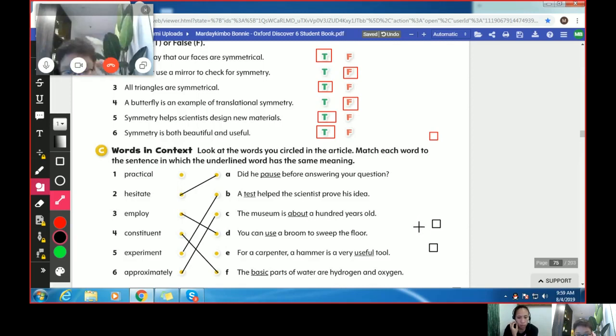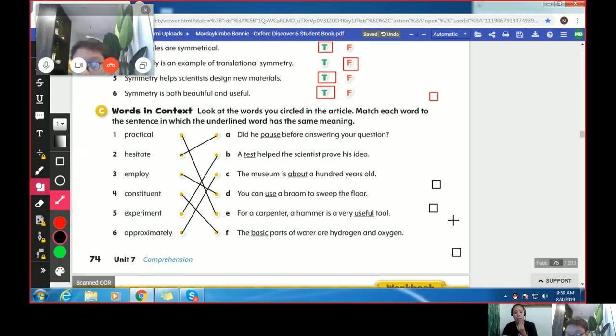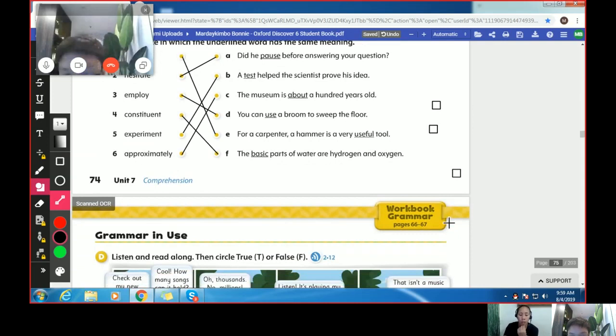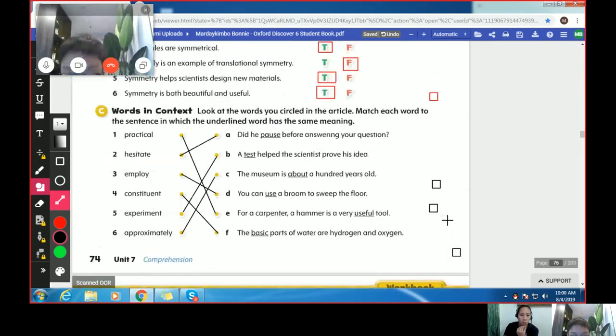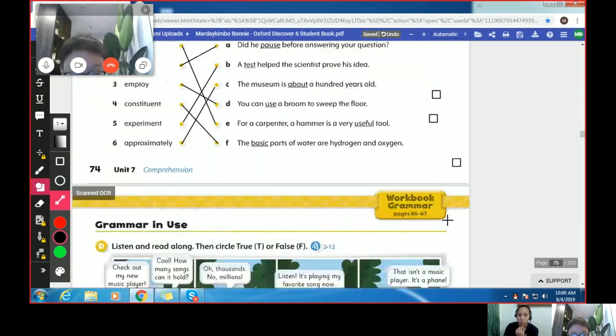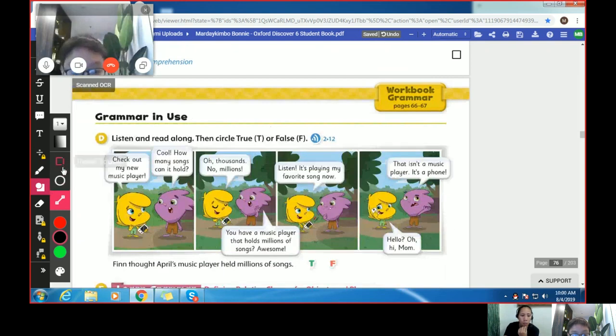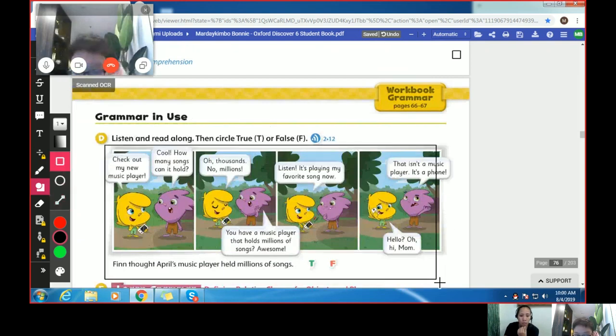Letter E. For a carpenter, a hammer is a very useful tool. It's practical. Practical means useful. Yes, it's practical to use a hammer if you're a carpenter. Very good. All right, so you were able to answer all our activity. Let's now move forward. Okay, so please read this.